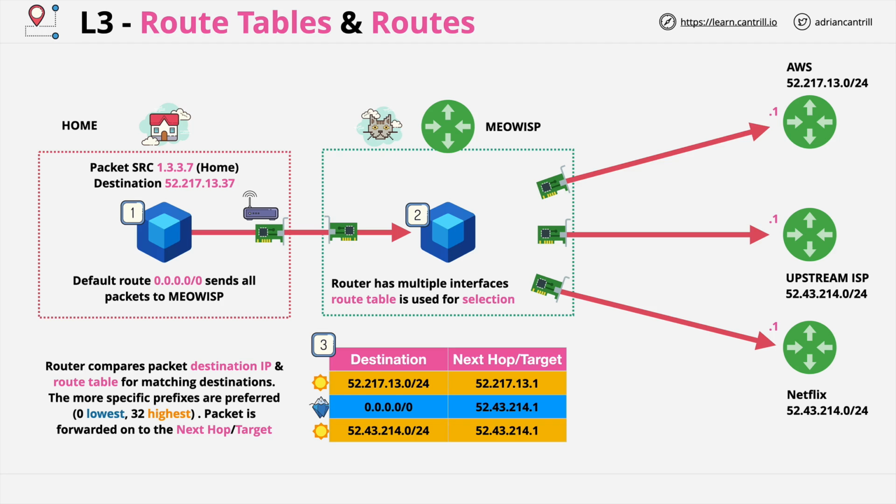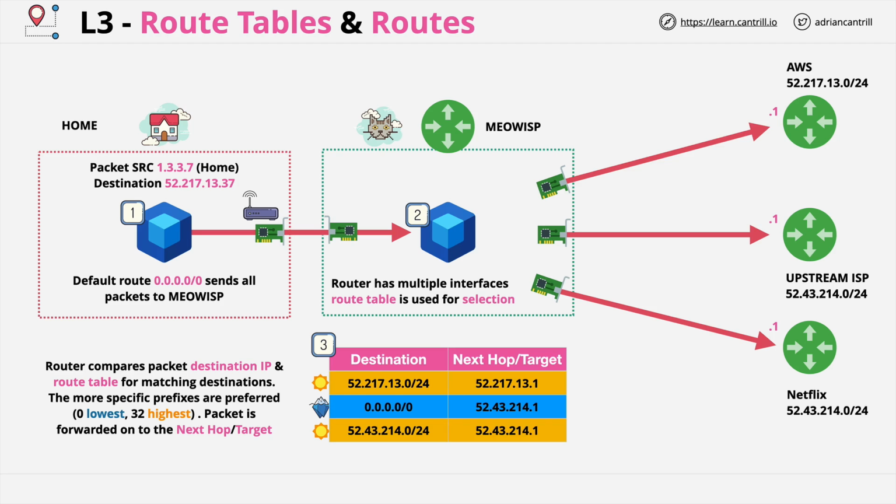So for this packet that we have with a destination of 52.217.13.37, we've got two routes which match. The top route, which is 52.217.13.0/24, that network contains the IP address which our packet is destined for, so this matches. But also the middle route, 0.0.0.0/0, this matches because this matches all IP addresses. The middle route is known as a default route.